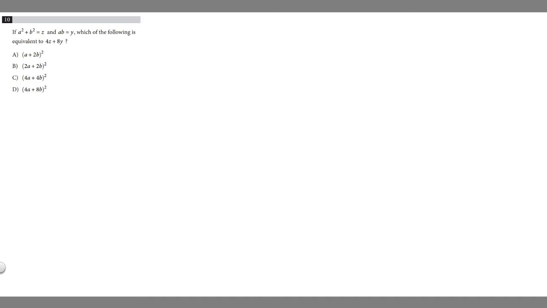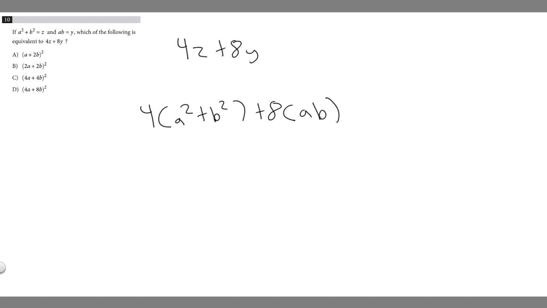for this equation. So we have 4z plus 8y, and z equals a squared plus b squared. So let's plug that in for z. So 4 times (a squared plus b squared) plus 8 times y, which is a times b. If we multiply these out, 4 times a squared is 4a squared. 4 times b squared is 4b squared. And then 8 times ab is just 8ab.